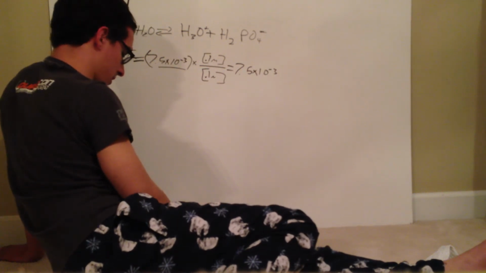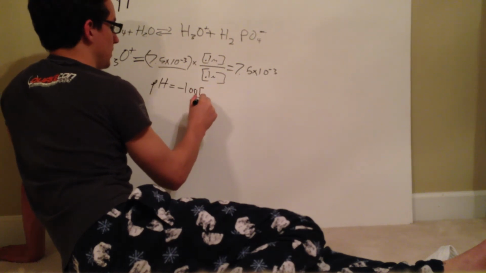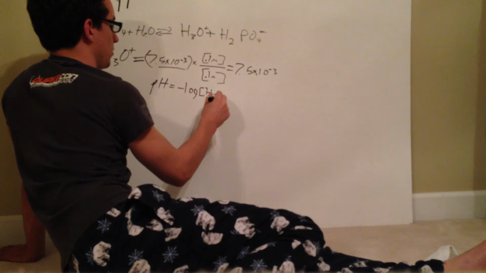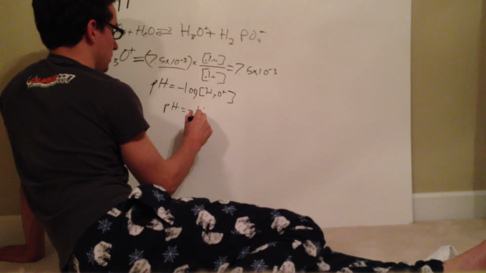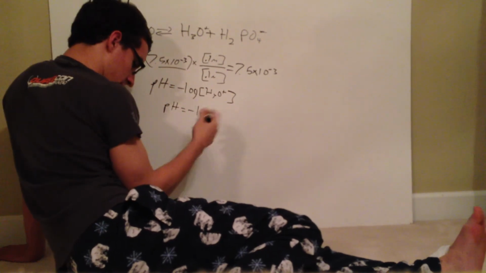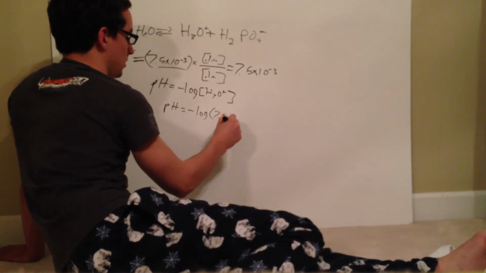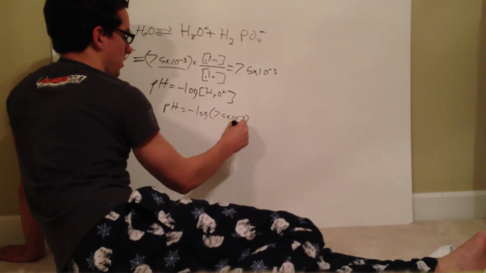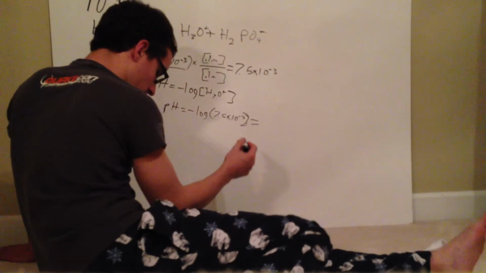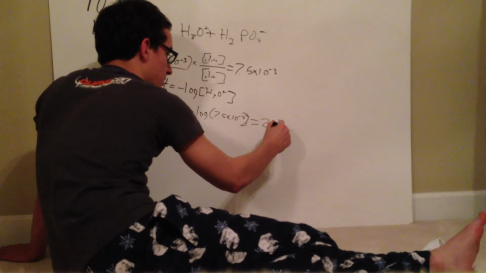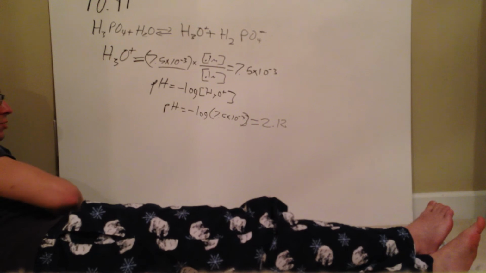Now it's time to get our pH. And we know the formula for pH equals negative log of H3O plus. So we're going to have pH equals minus log 7.5 times 10 to the negative third. And that comes out to be, sorry, it's like a gunshot or something outside, holy crap, 2.12, and that's your answer. So when you plug in your minus log, you get 2.12.